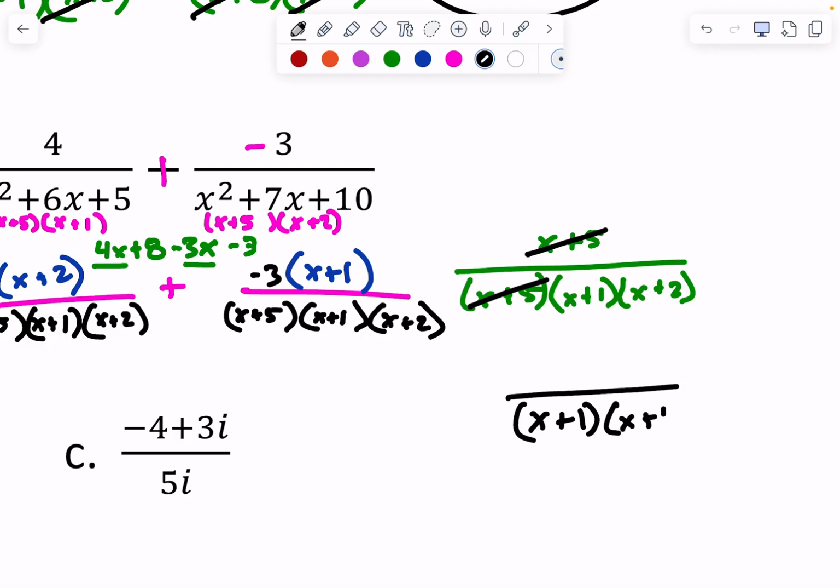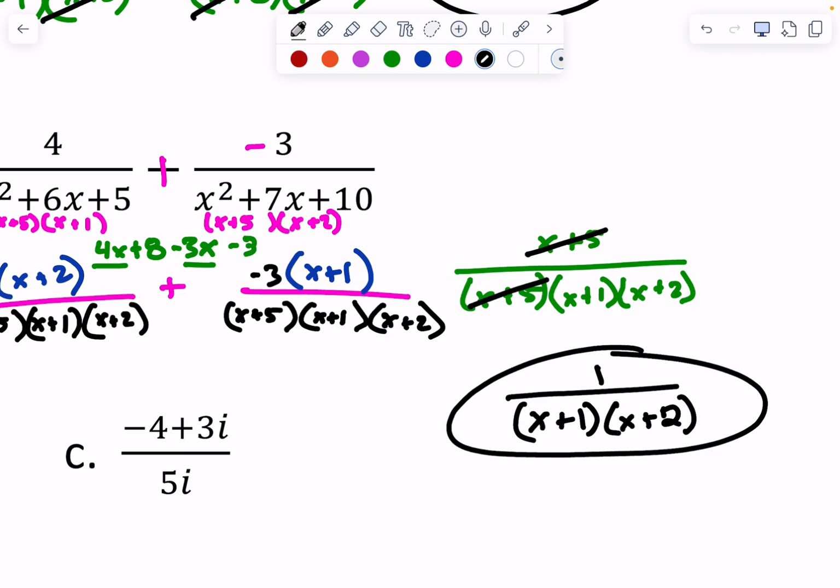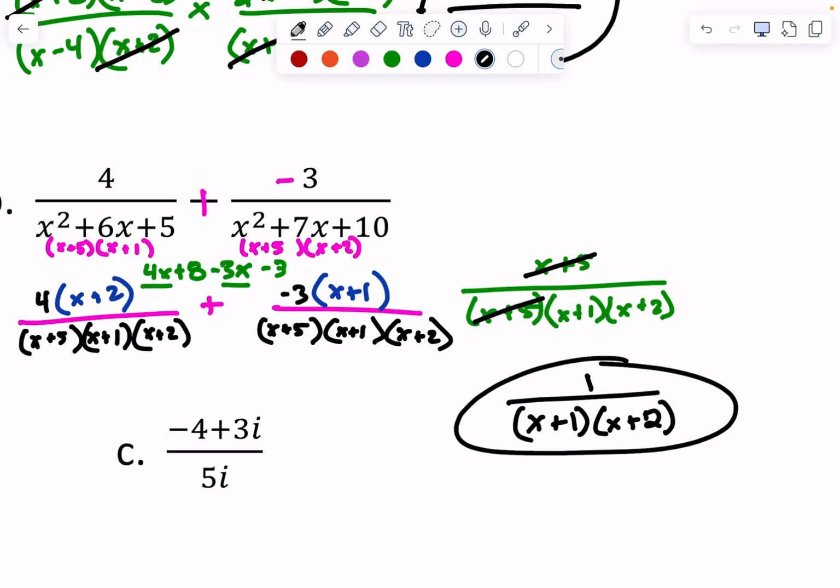Is that a hole? With a 1 on... what? That's a hole. At negative 5. Because you can take it out. A removable discontinuity. Yeah, a removable discontinuity as a hole. Yes. Very good. That's the only thing I remember.